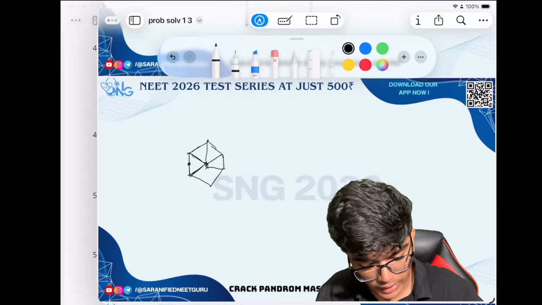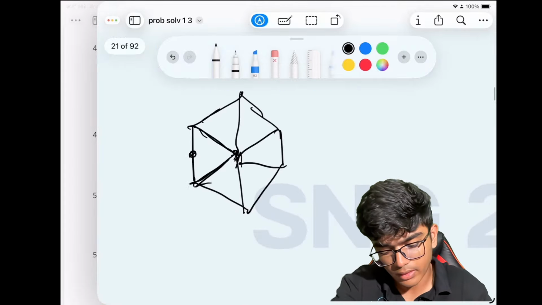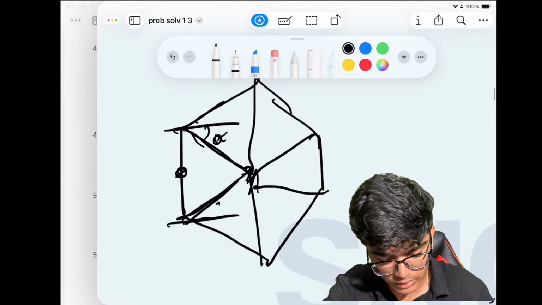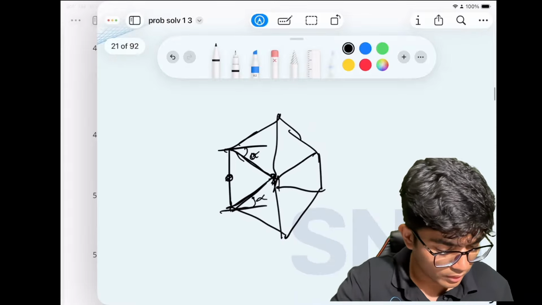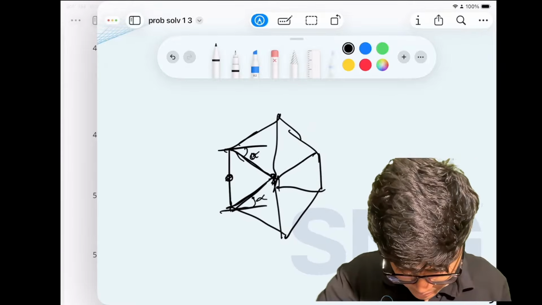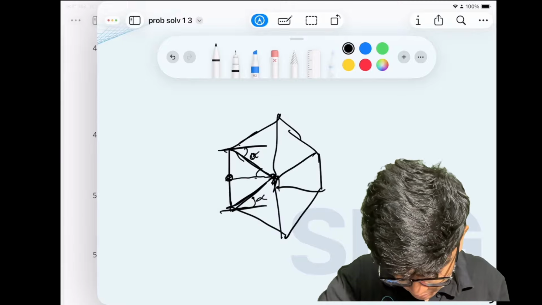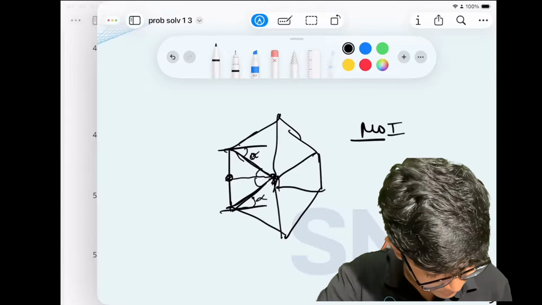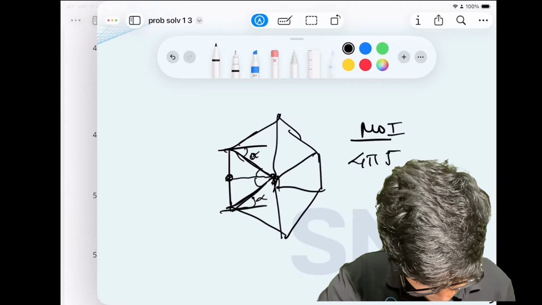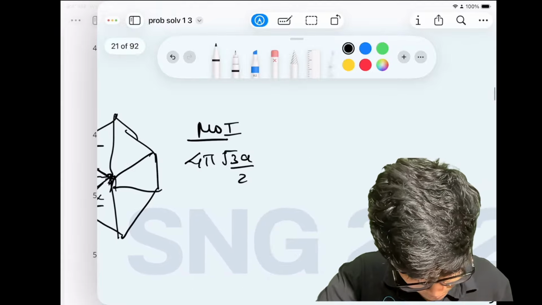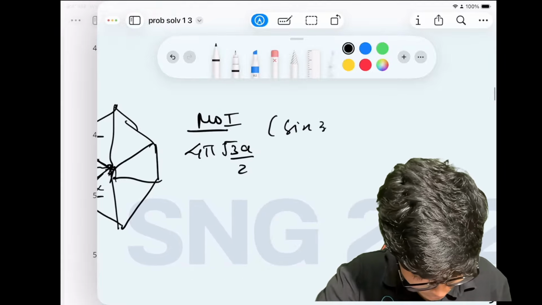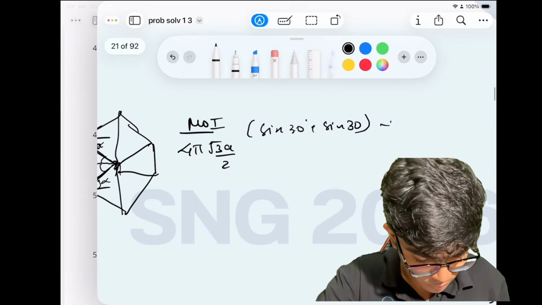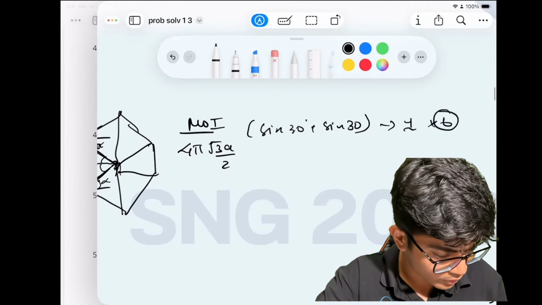Okay, for a line, magnetic field is nothing but, this angle include பண்ணும் ஒரு ஃபார்முலா இருக்குல்ல, we discussed alpha and beta. Okay, fine. That angle is nothing but equal to this angle. Okay, so it's mu naught I by 4 pi root 3a by 2 into sin 30 plus sin 30. Okay, this is for one side, into 6 times. If you do, you will get the answer.